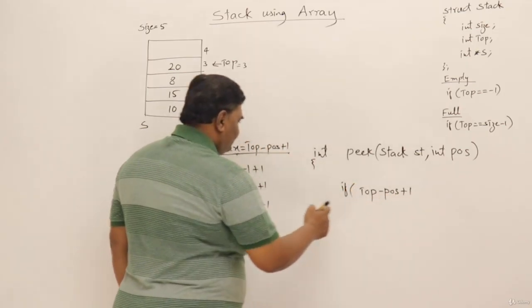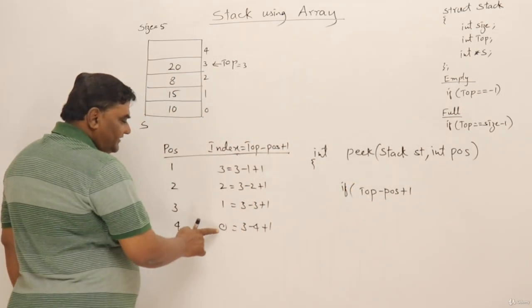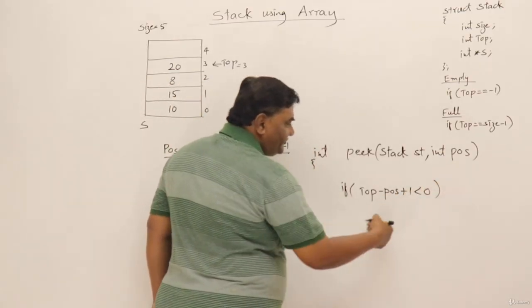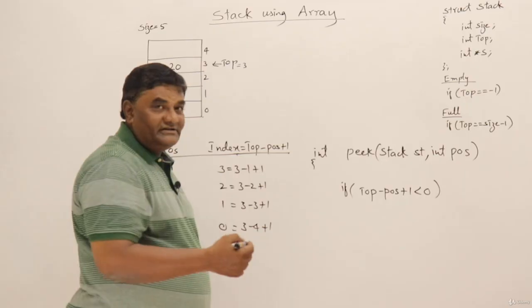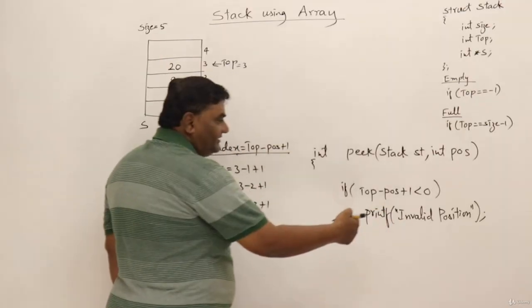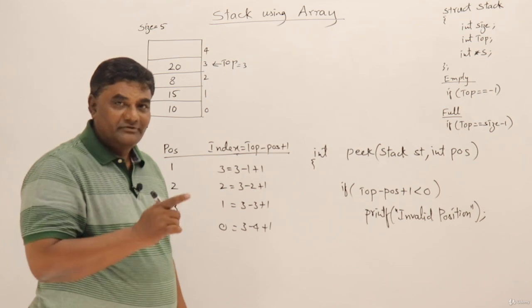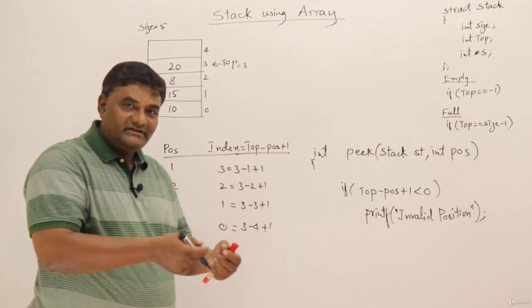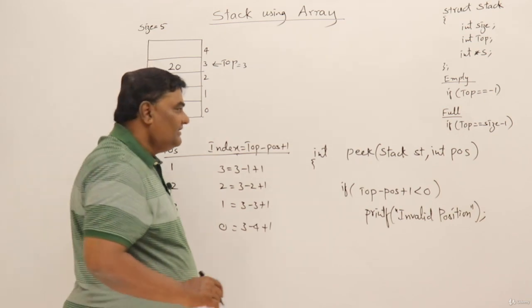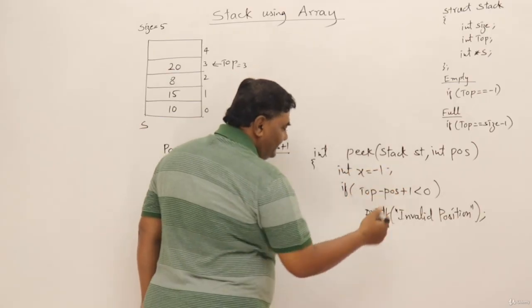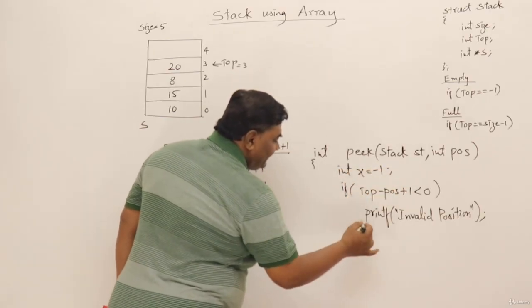top minus position plus 1, this formula should not give any value less than 0. So if it is less than 0, then I should give a message that the position is invalid. Otherwise, I can return the value at that position. So I will take the value in some variable and return it. So for that, I will declare a variable x and also initialize it to -1. Then else I will take the value.